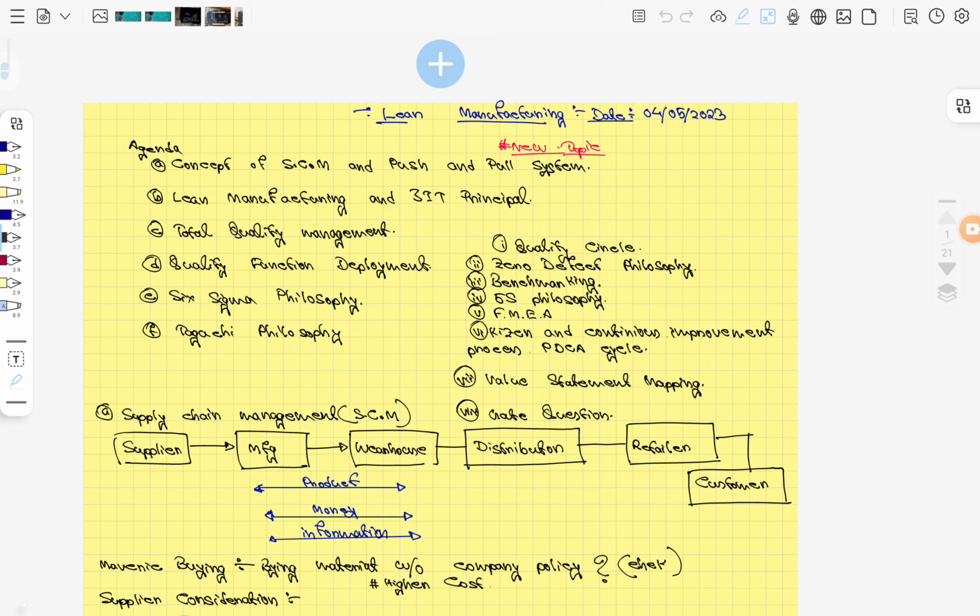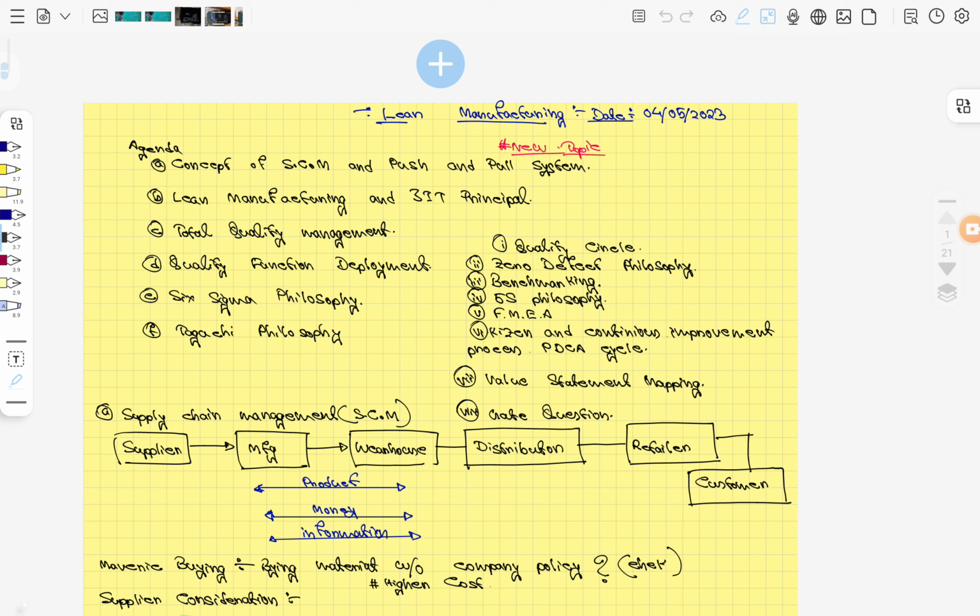Chalo, let's talk about lean manufacturing. Today's concept is the last concept of our industrial management. The main thing that I have skipped is industrial inventory control. Very many questions are likely to come from there.